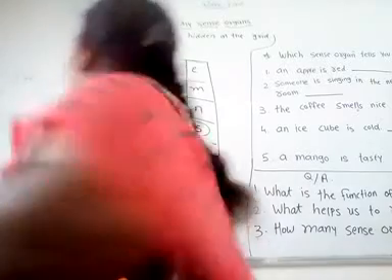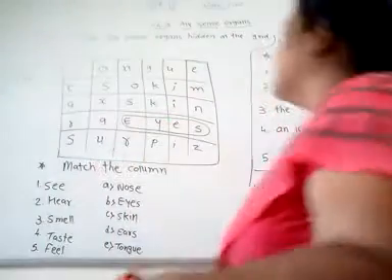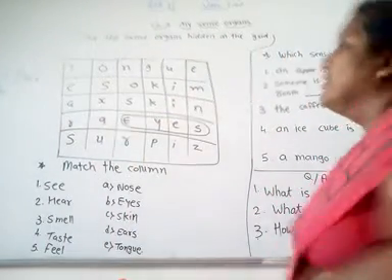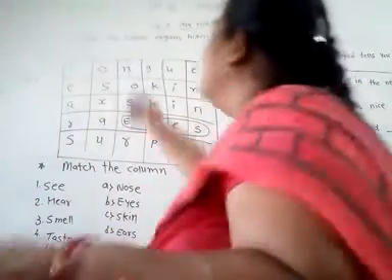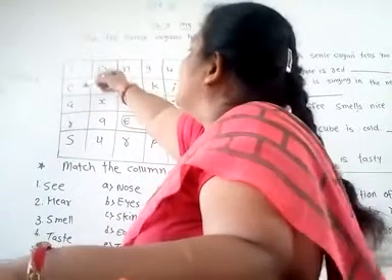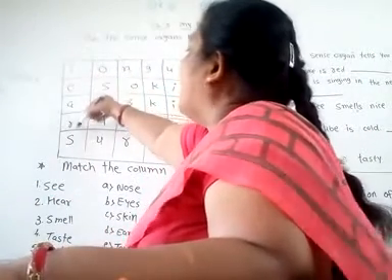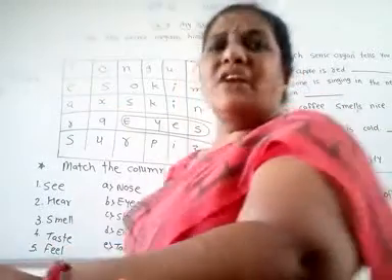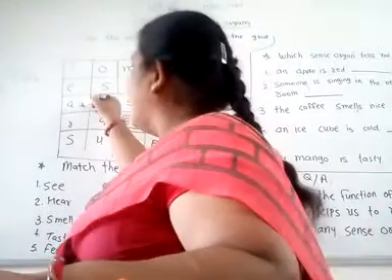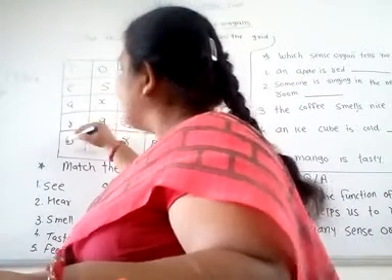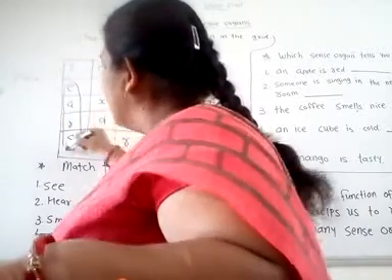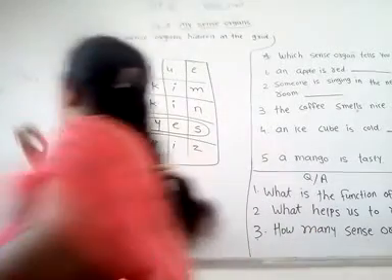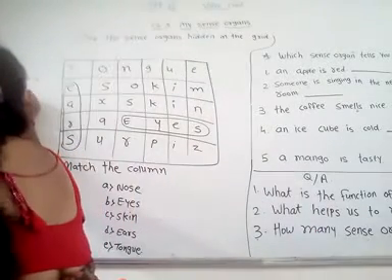Okay. Now the second one is ears. Where are ears? In this column we have ears. What is the spelling of ears? E-A-R-S. So we have to circle this spelling this way and write ears.